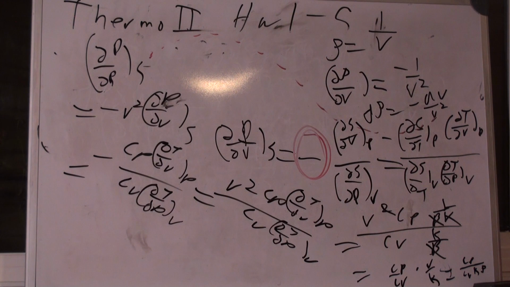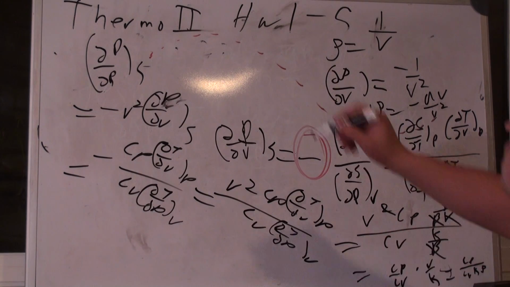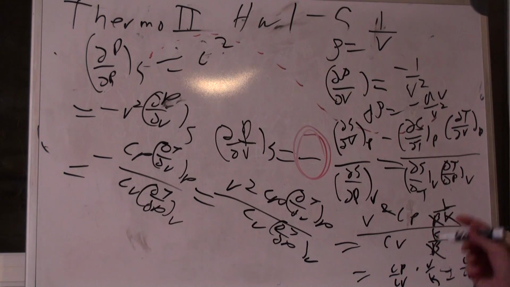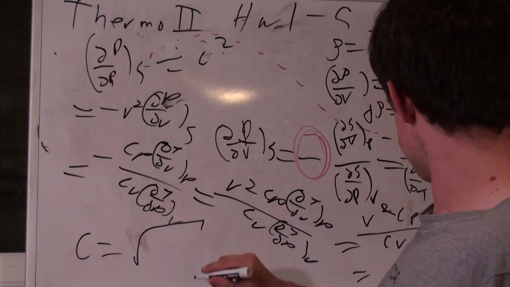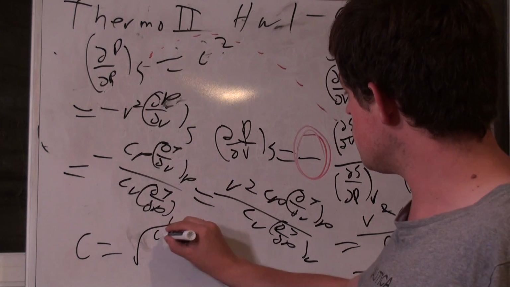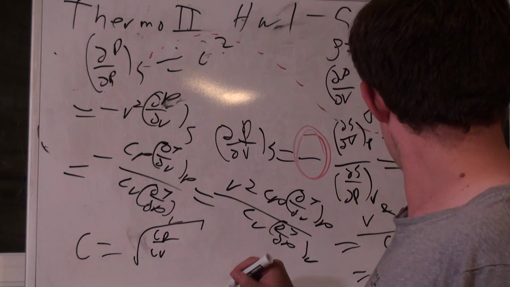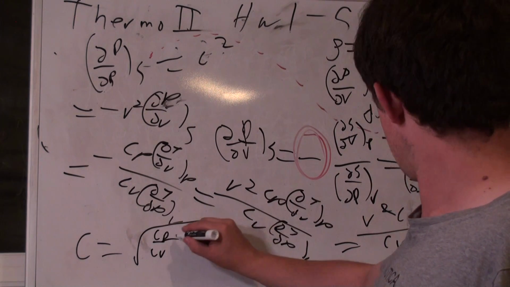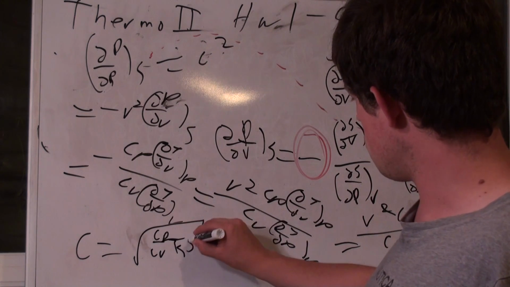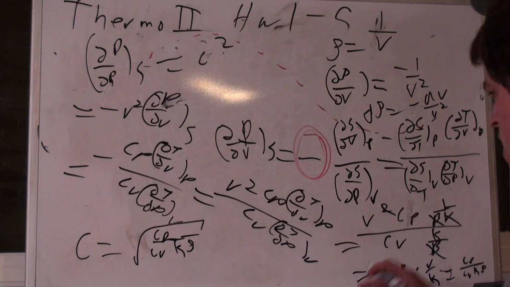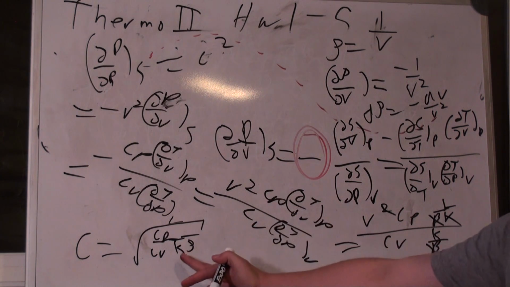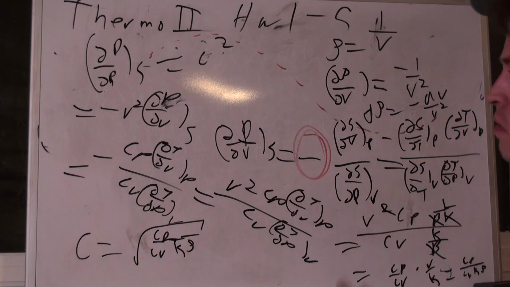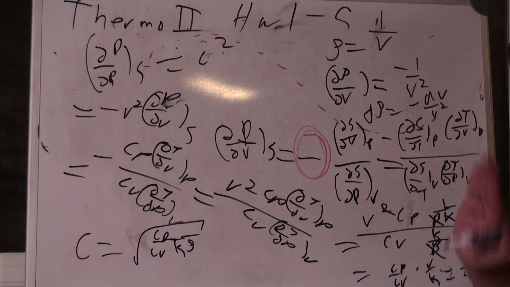Is that my final answer? No! It's not. It's close. This is equal to C squared. So I need to take the square root of it. So the speed of sound of any material is the square root of Cp over Cv over kappa rho. Okay. Now again, am I in the right units? Yeah, I'm in the right units because this is inverse pressure, this is inverse volume, and it's divided by. So I'm still good. Okay.